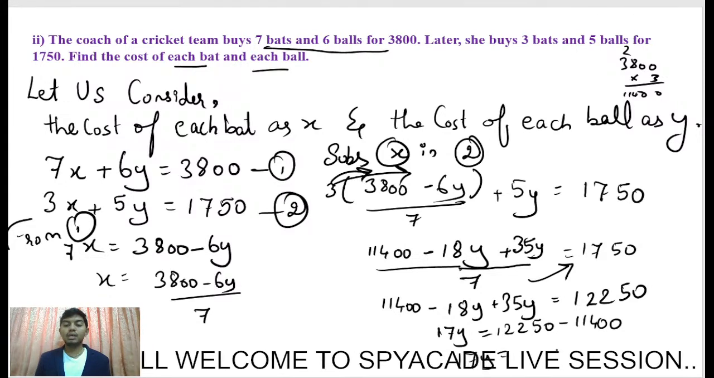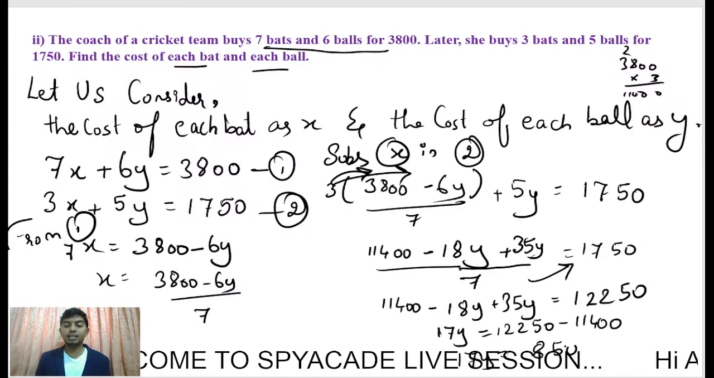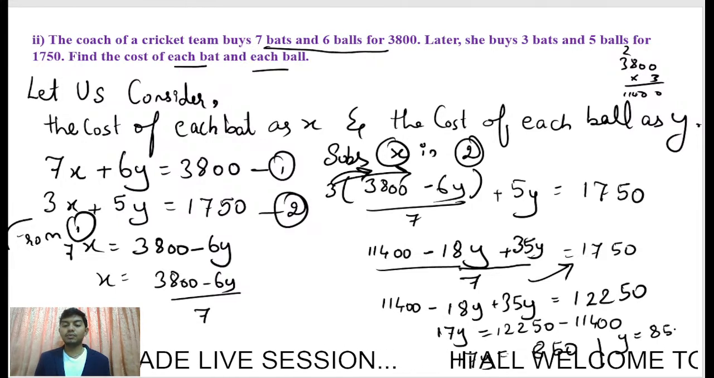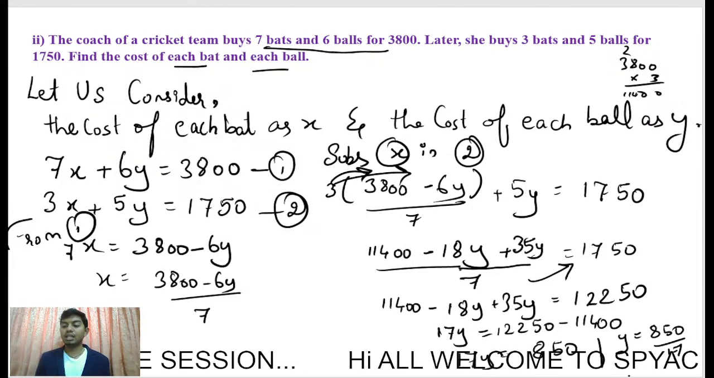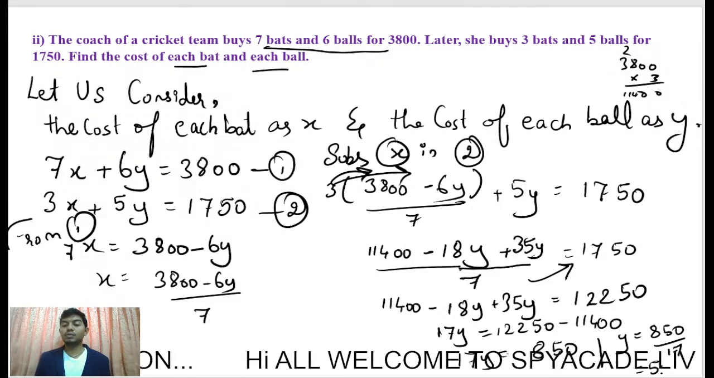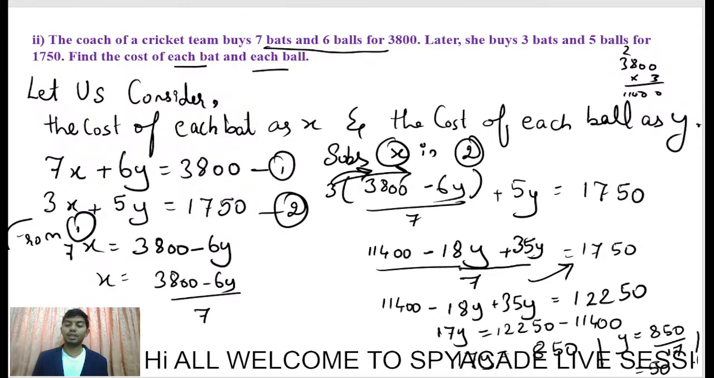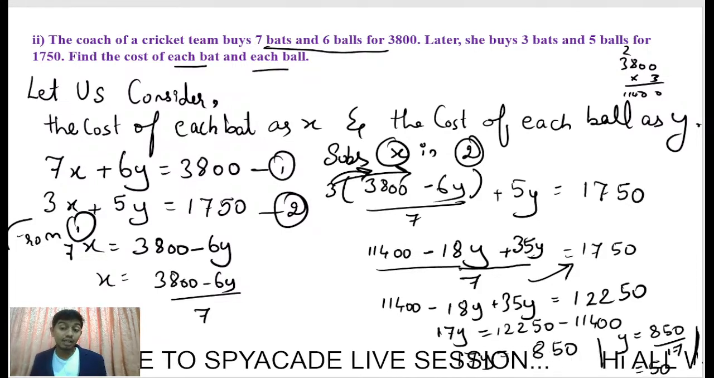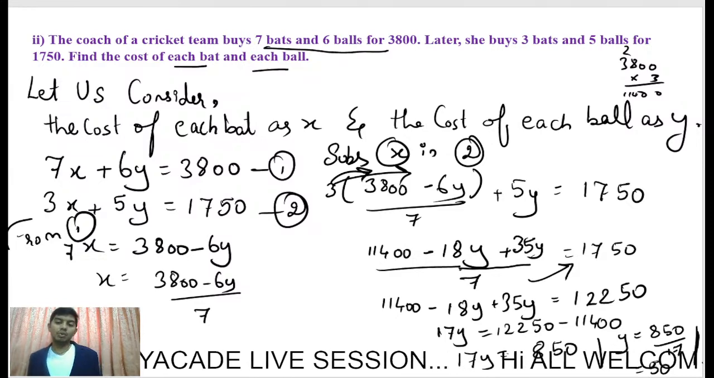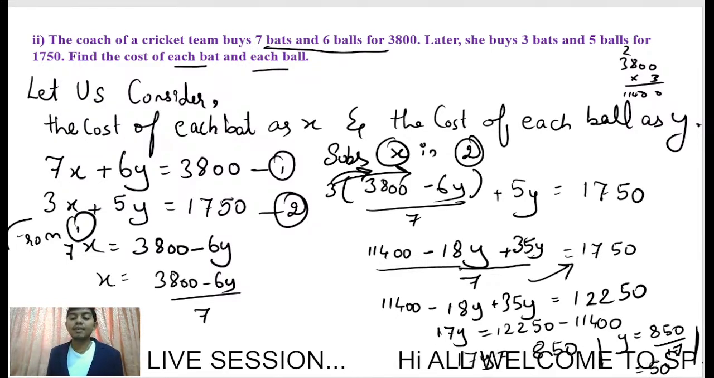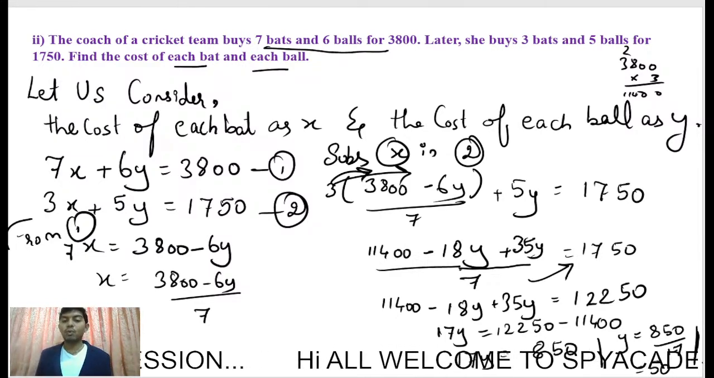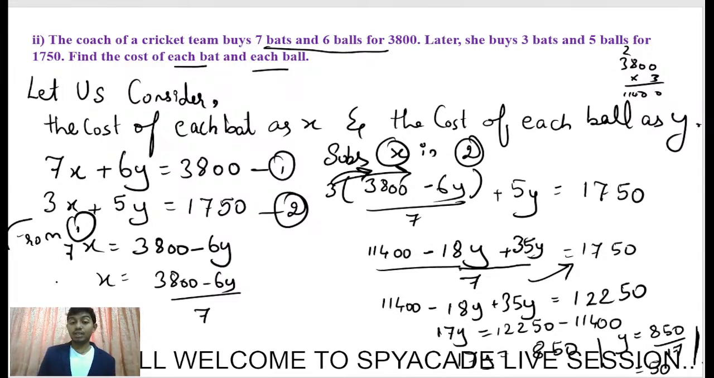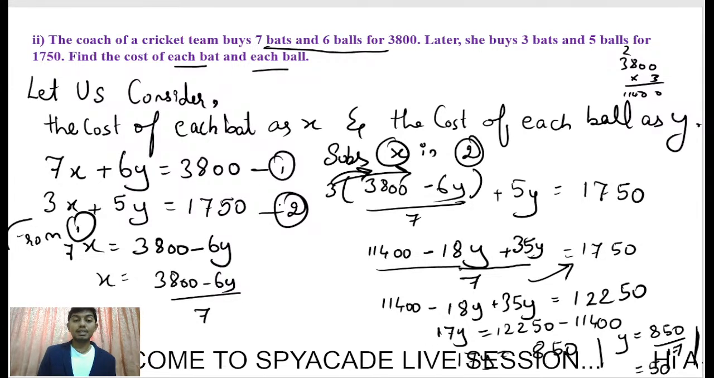17y is equal to 850, and therefore y is equal to 850 divided by 17, which is equal to 50. Is it clear for everyone? 850 divided by 17. If you divide 850 by 17, you will get the value of y as 50. That's it. So now you found the value of y, that is 50.